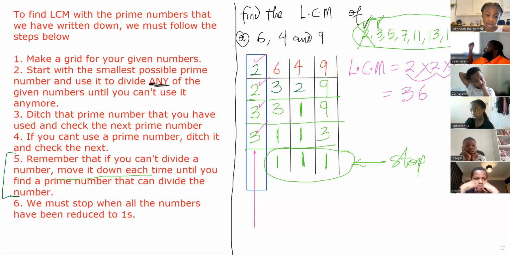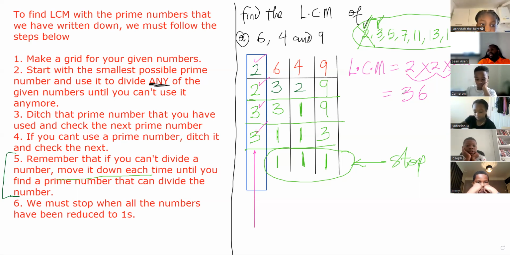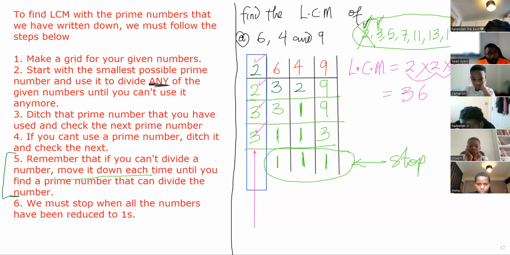Everyone quickly copy that one down in your notes, and then we'll quickly do one more example. Speedily, please. You don't need to use a ruler. He is not Picasso. Aiden, please be quick.